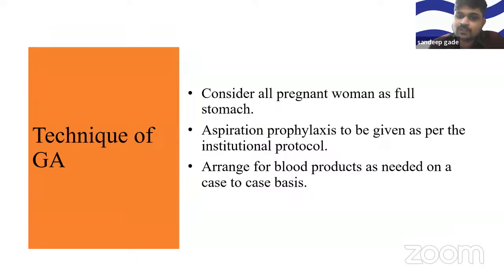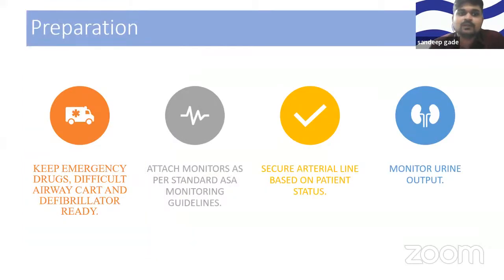Arrange for blood products as needed on a case-to-case basis. A written high-risk consent must be taken, which must explain the procedure, the mode of anesthesia, the complications, and also the possibility of post-operative mechanical ventilation in such patients and the requirement of ICU bed. Keep emergency drugs, difficult airway cart, and defibrillator ready.